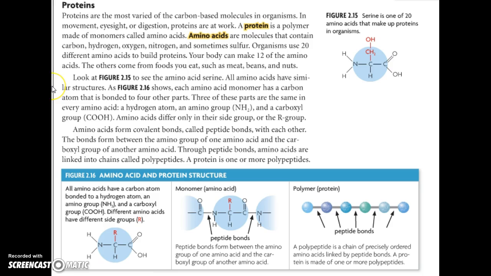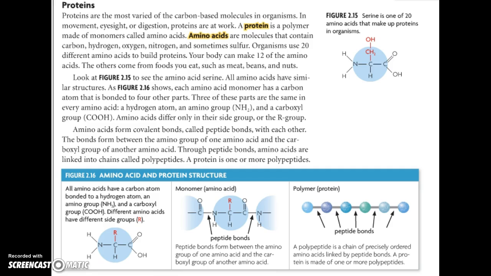Looking at figure 2.15 to see the amino acid serine. All amino acids have similar structures. As figure 2.16 shows, each amino acid monomer has a carbon atom that is bonded to 4 other parts. 3 of these parts are the same in every amino acid: a hydrogen atom, an amino group, which is NH2, and a carboxyl group, which is COOH. Amino acids differ only in their side group, or the R group.